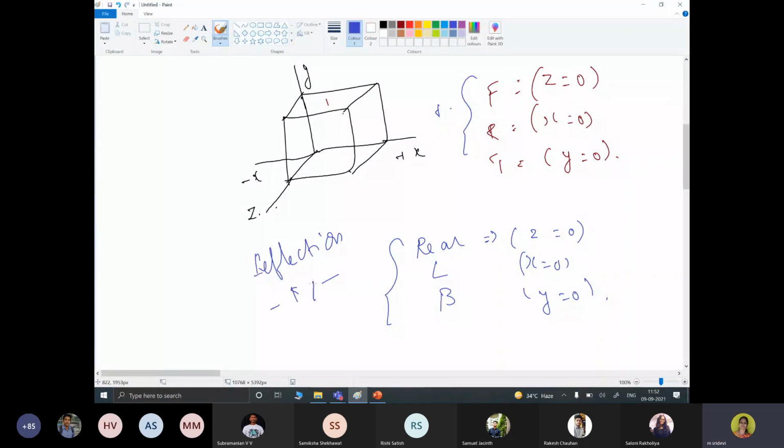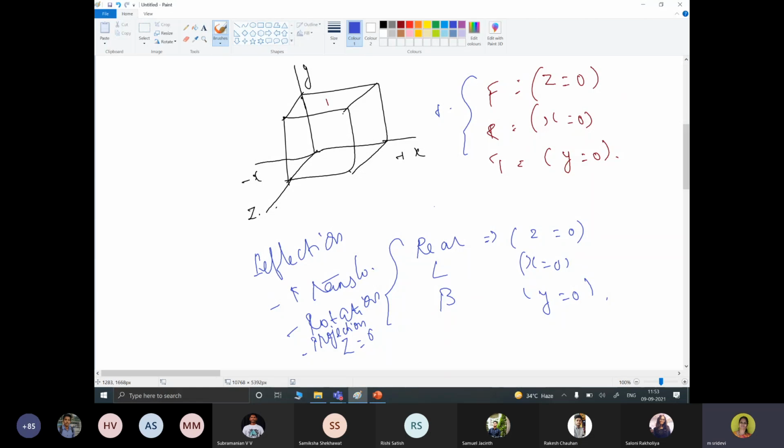translation, and rotation, followed by projection onto z equal to 0 axis from the center of projection at infinity on plus z axis. So we can do this set of transformations to view all the 6 views of a corresponding object.